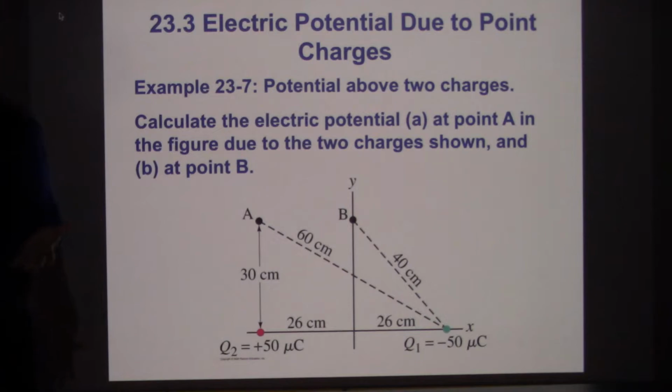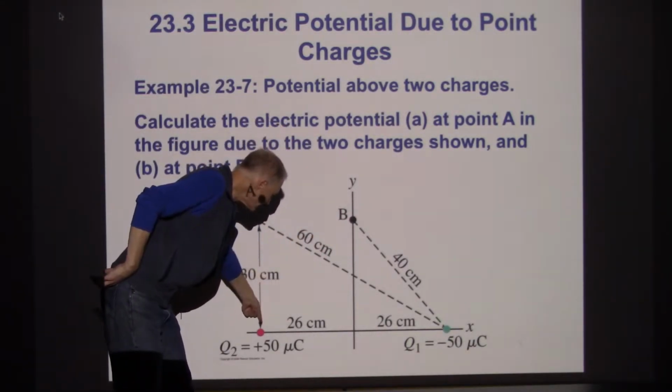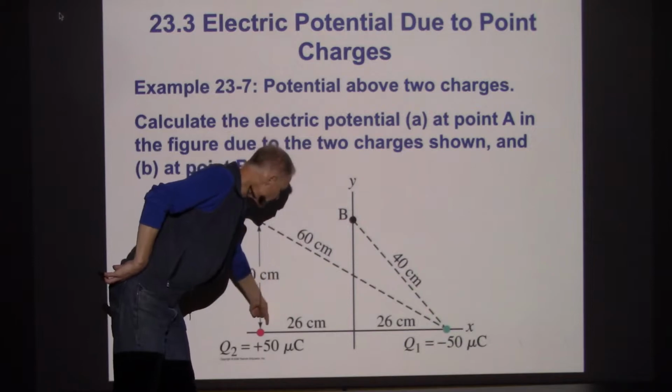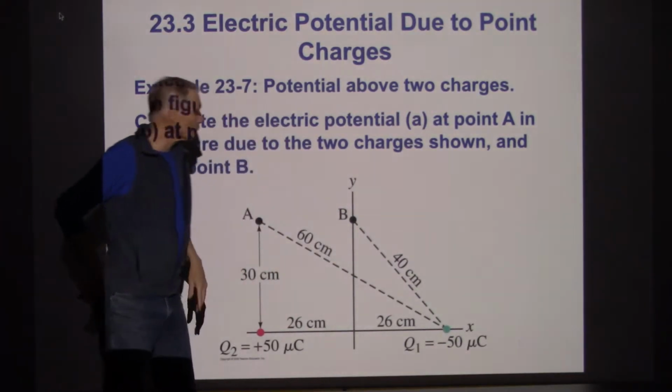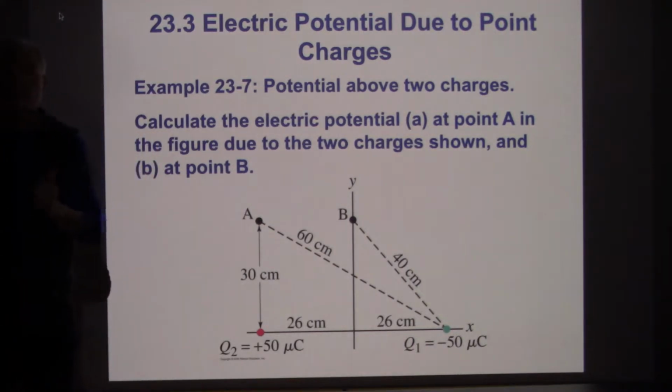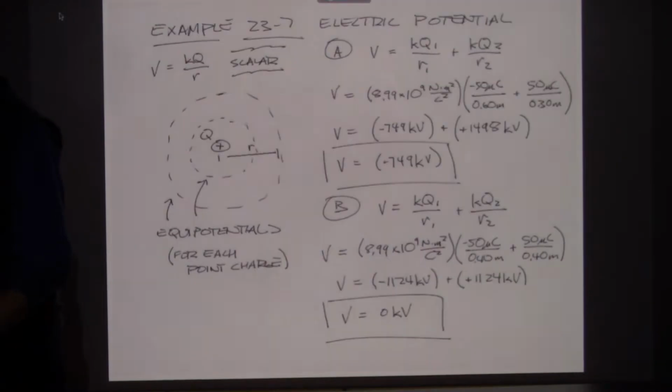What's going to happen at point B? What will the electric potential be at point B? And at point B, I am evenly separated. I have the same distance from point B over to the positive charge and the negative charge, so the electric potentials will cancel out. And let's see what the formulas actually look like.